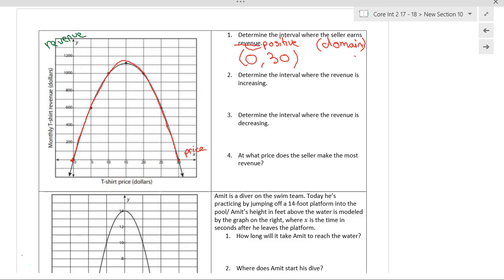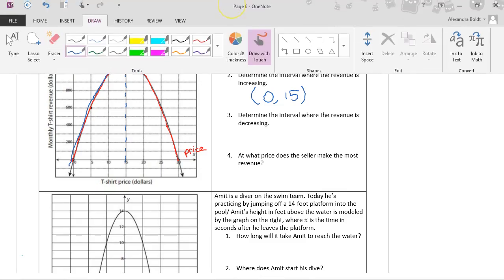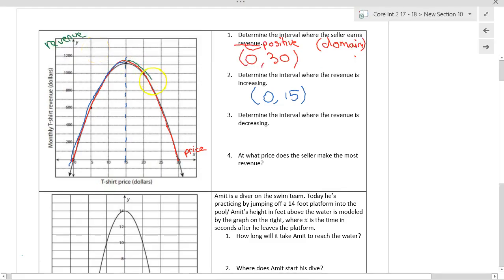Determine the interval where the revenue is increasing. Well, if we look here, this is kind of where it flips, going up. So it starts at 0, and it's going to stop increasing, going uphill, at 15. Determine the interval where the revenue is decreasing. Starts here, goes down.